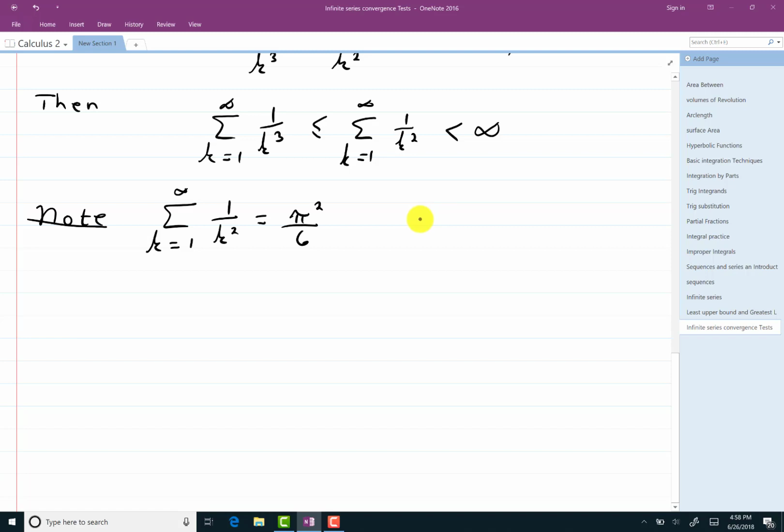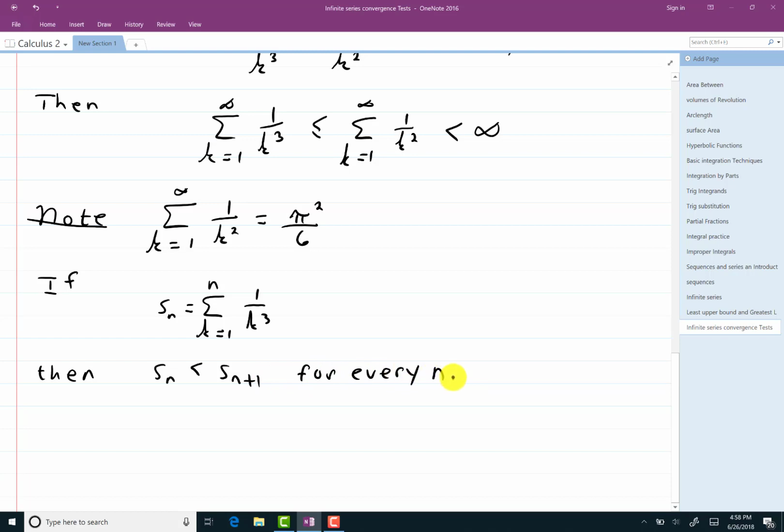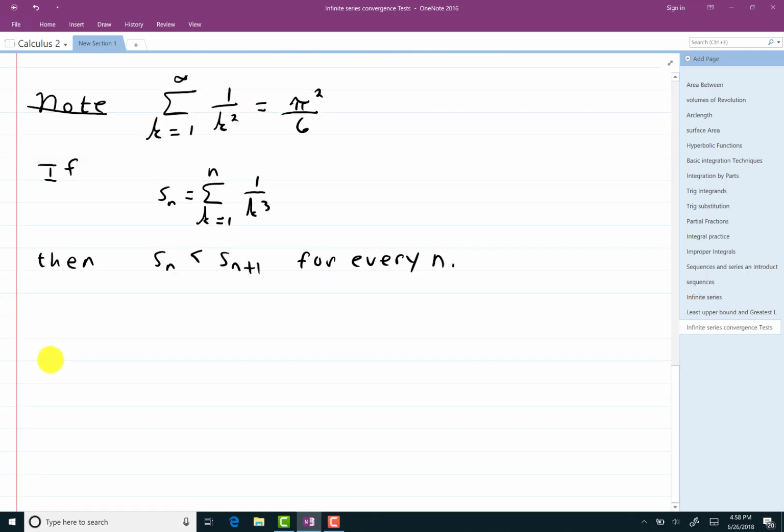So if S sub n is the sum from k equals 1 to n of the series 1 over k cubed, then Sn is definitely less than Sn plus 1 for every n. Okay? So Sn is an increasing sequence.